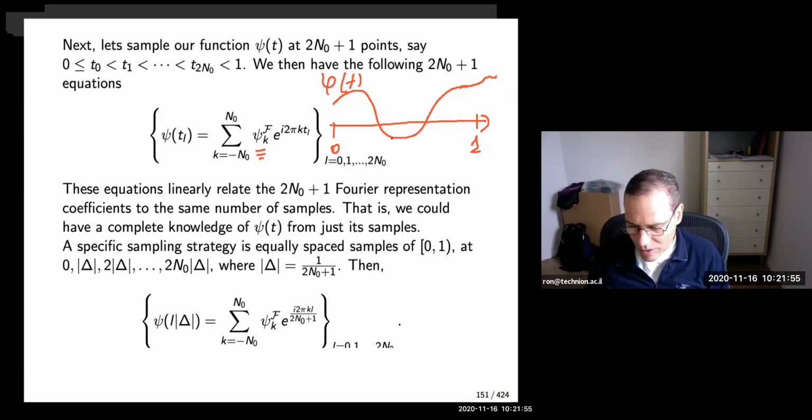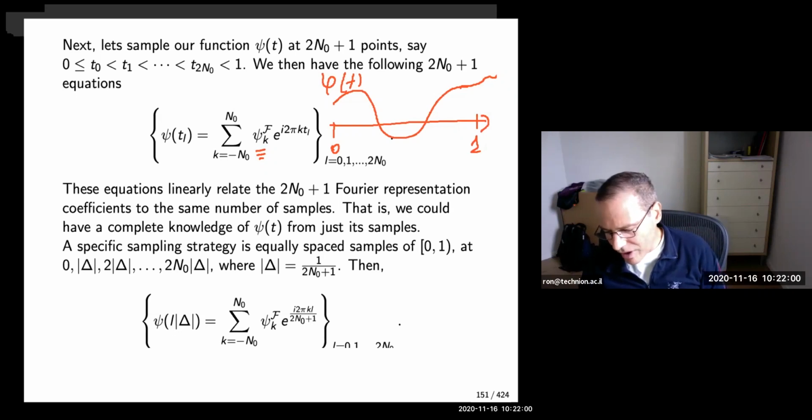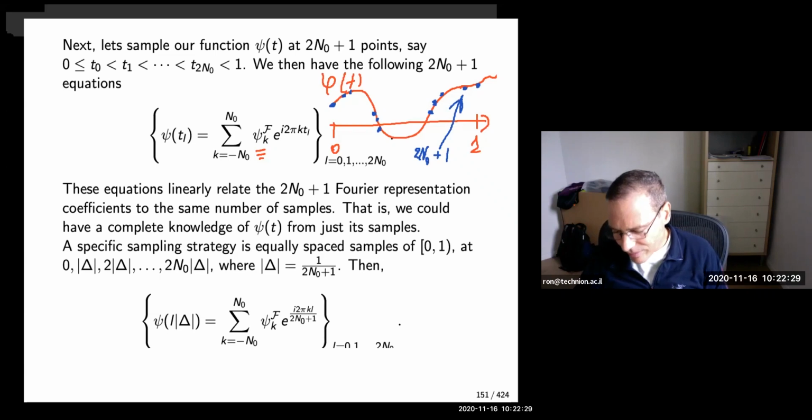But in order to do so, you're allowed to sample, to probe your function, only at 2N0 plus 1 points. So I sample my function here and here and here and here and here and here and here as well. The number of samples that I'm taking is 2N0 plus 1 such samples. So I sampled my function.